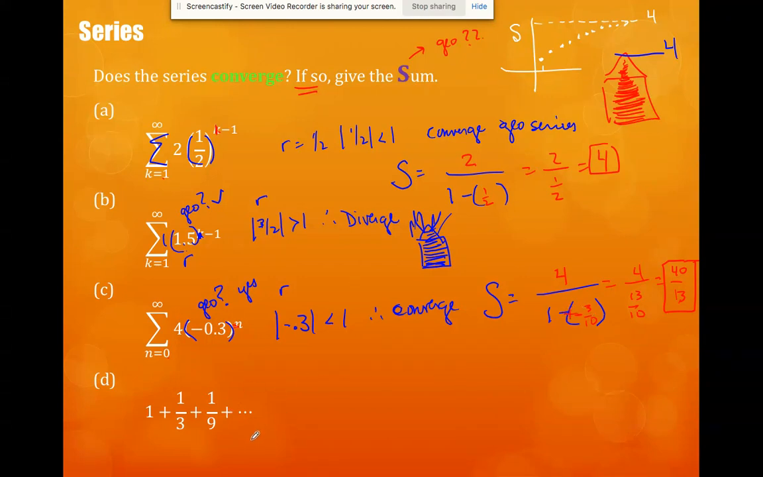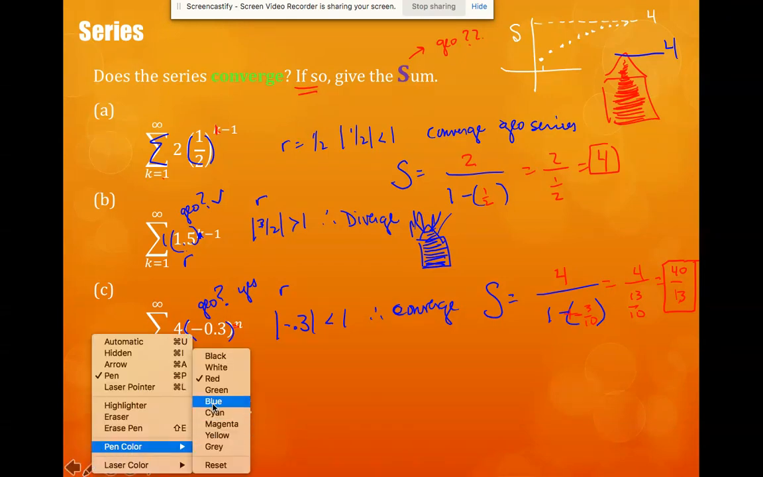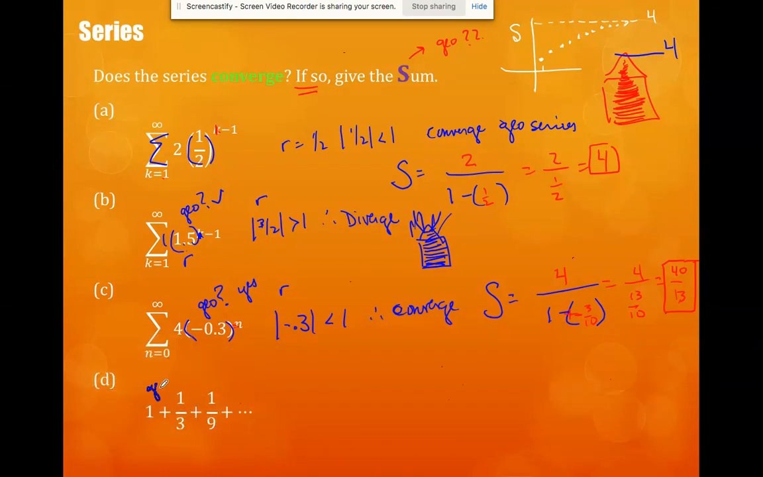How about the next one? I didn't put it in summation notation. So is it geometric? That's all I got right now. If it's arithmetic, it automatically diverges. If it's geometric, I can find out if it converges, otherwise I have to just look at those partial sums, and I don't want to do that.